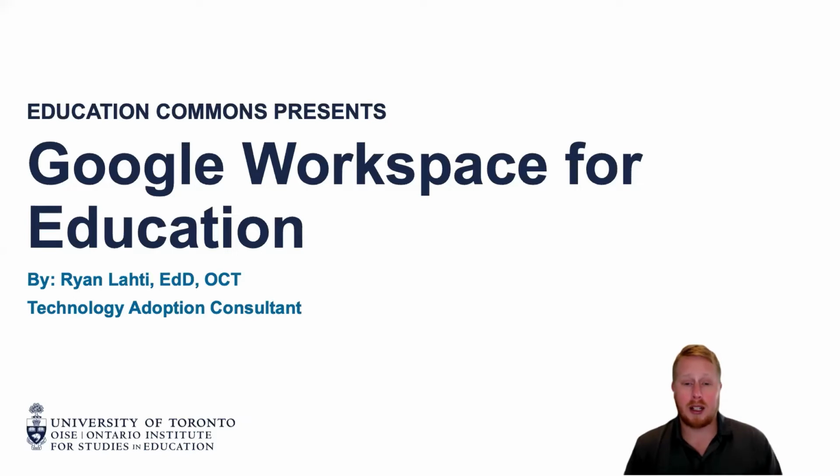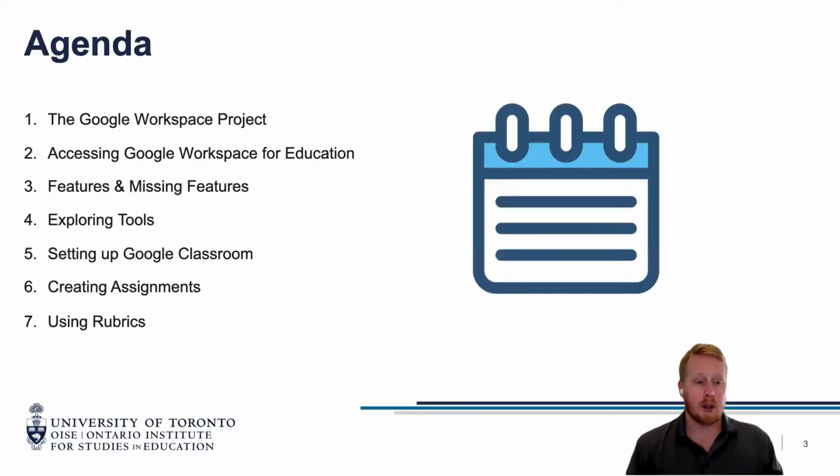It's going to be a little bit of basic information covered today, but I can definitely move into some more advanced stuff if needed down the road. So today we're going to go over a bunch of things. The first thing, I'm going to talk about what the Google Workspace project is, how you can get access to it, what kind of features we have access to at OISE and what some missing features may be. We're going to explore some tools that are available through Google. We'll set up a classroom. And I'm going to show you how to create an assignment using rubrics. And if there's time, I'll explore some other apps as well.